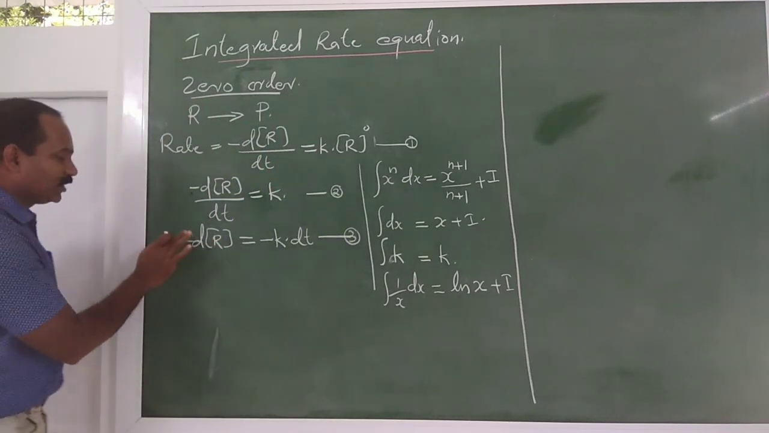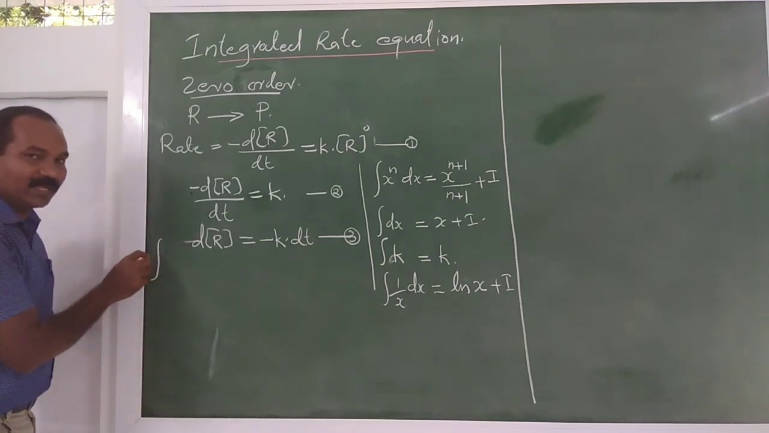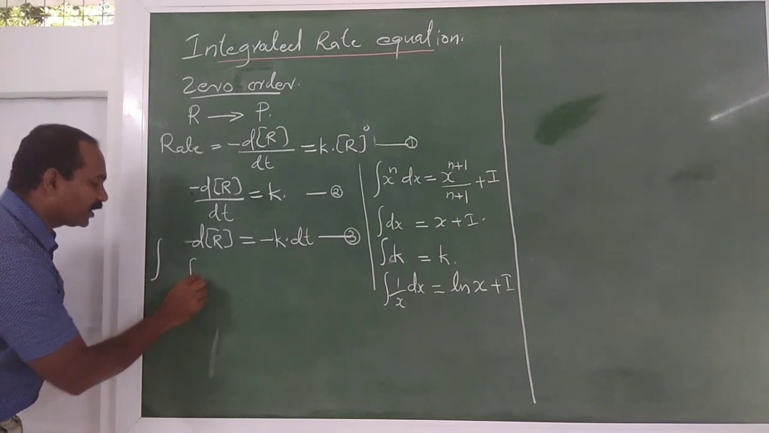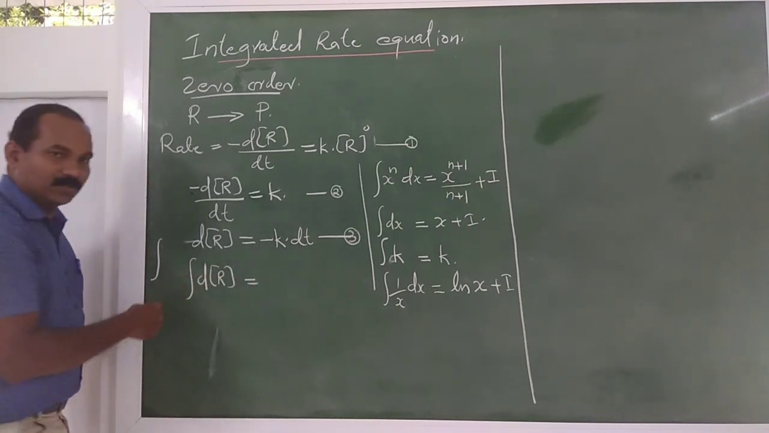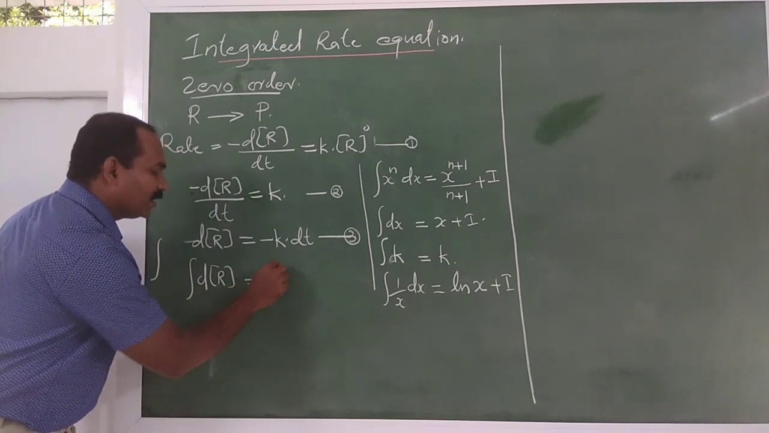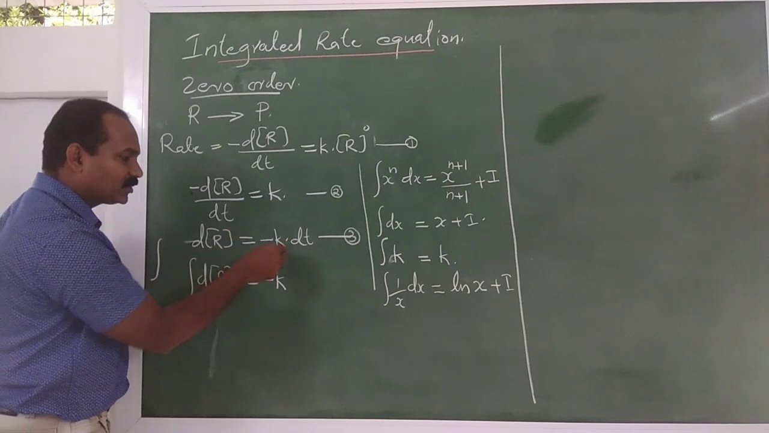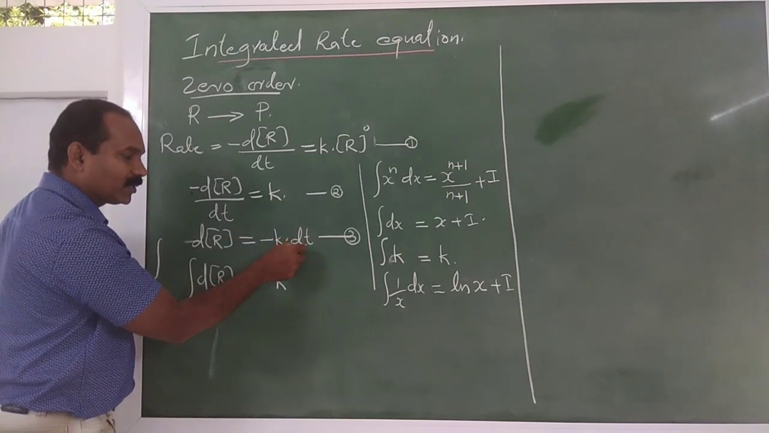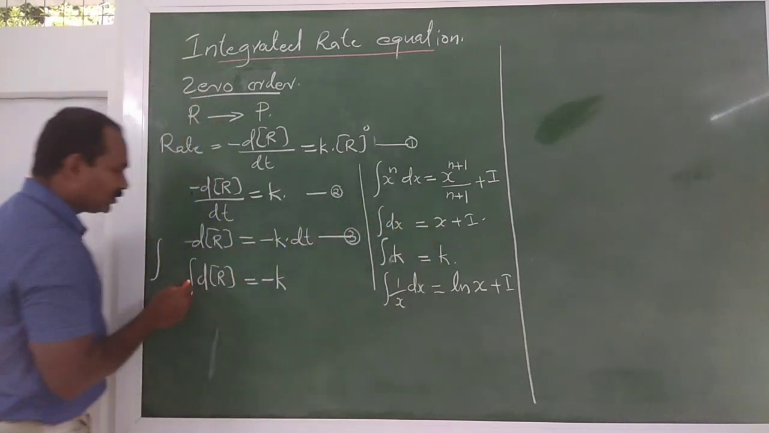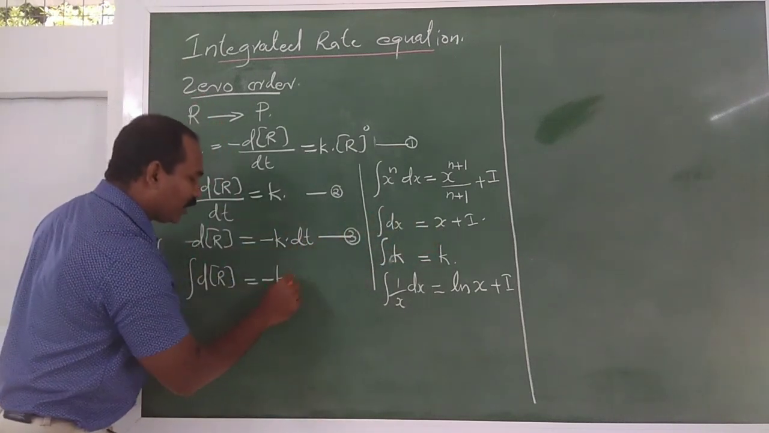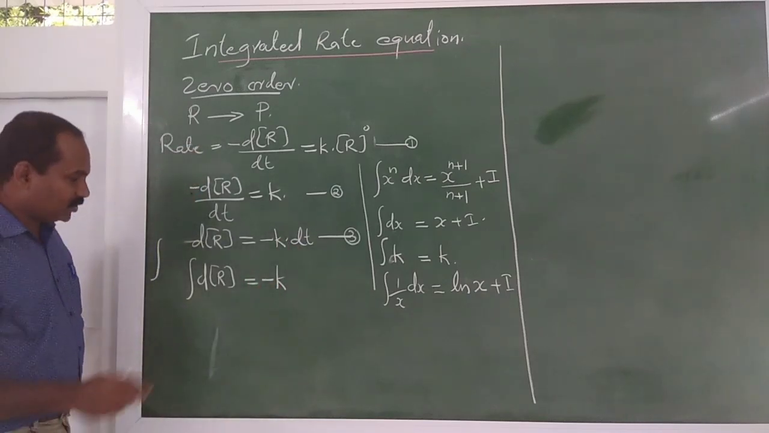So by integrating this equation, this is the integration sign: integral d of concentration of R is equal to minus k, which is a constant, so take it out as the constant itself, times integral dt. What is the integral of dt? Integral dx is equal to x. Similarly, okay, one more step we have to write.